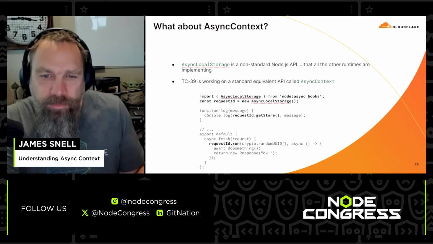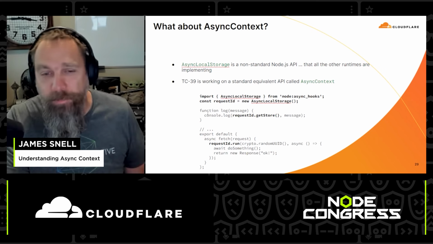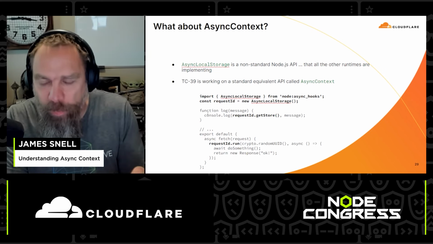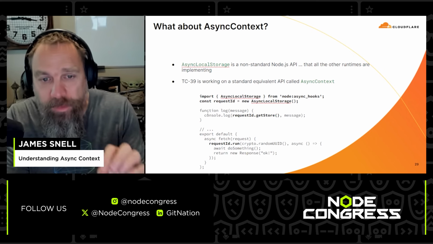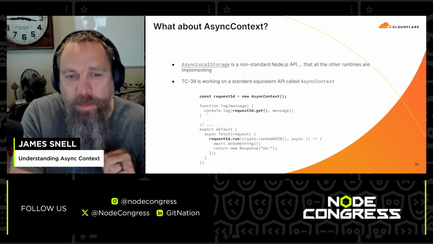There are some other differences with the async local storage API, some things that async context will not pick up. I'm not going to go into those right now. They're not that important, and they're experimental features on async local storage anyway, so it's not worth going into. These here are the pieces that you really need to understand.